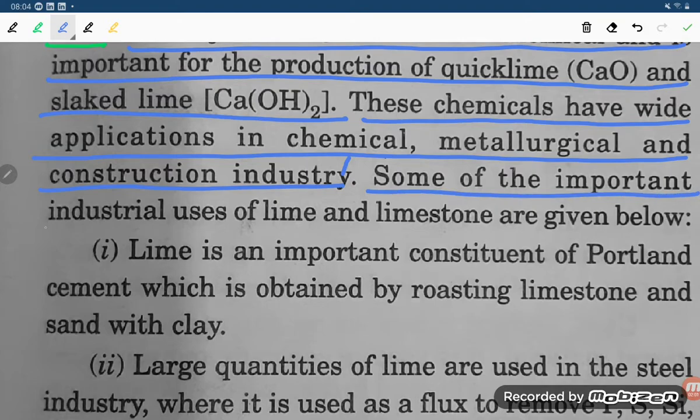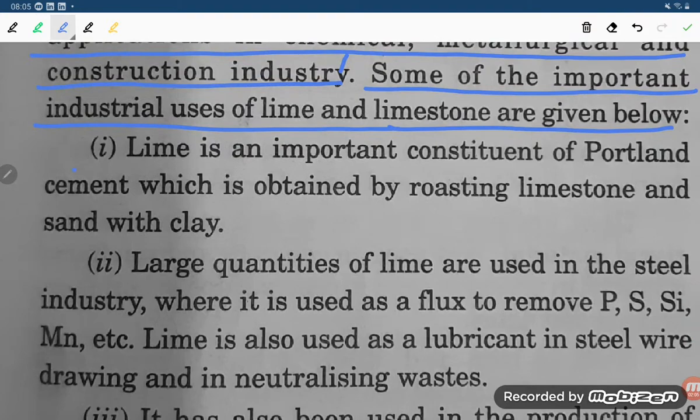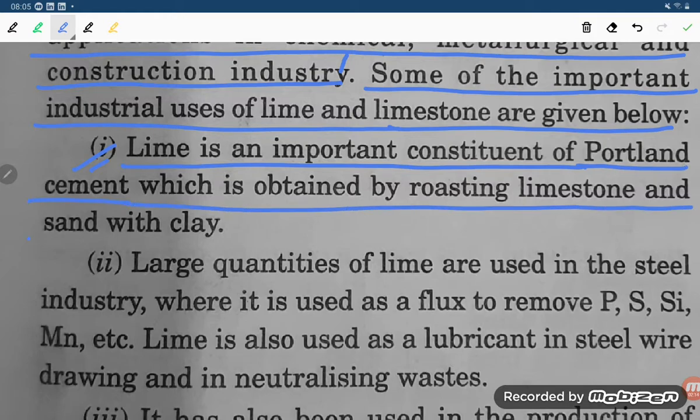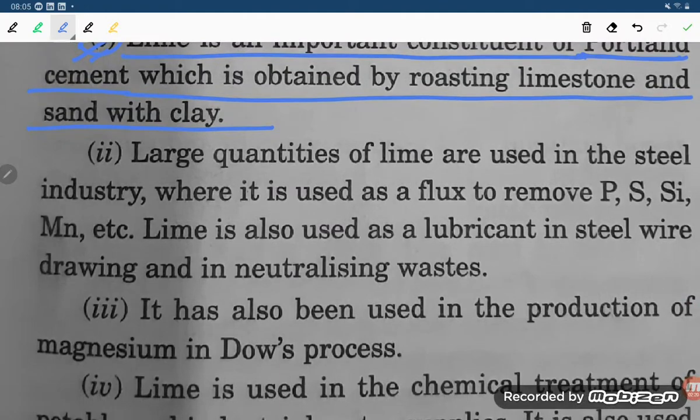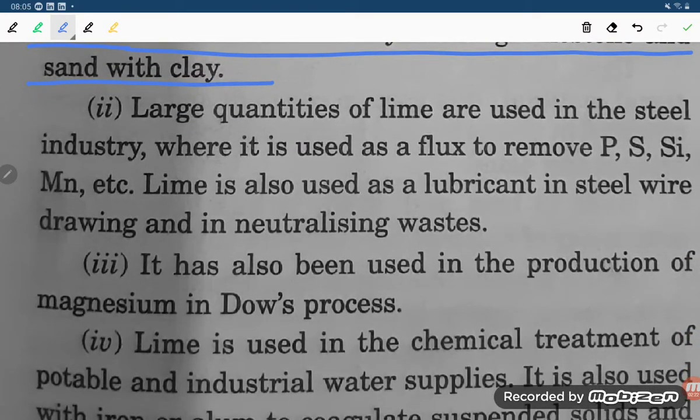Some of the important industrial uses of lime and limestone are given below. First, lime is an important constituent of Portland cement, which is obtained by roasting limestone and sand with clay. So limestone is an important component of Portland cement.